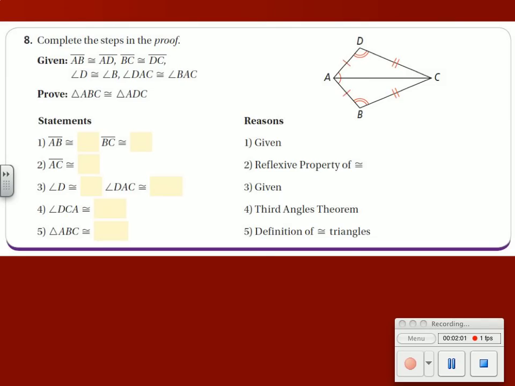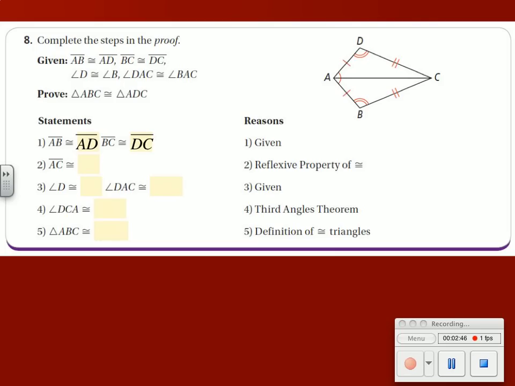Segment AB is congruent to segment AD, and BC is congruent to segment DC. Angle D is congruent to angle B, and angle DAC is congruent to angle BAC. And we want to prove that triangle ABC is congruent to triangle ADC. So we're going to first start out with what we are given. We're given that AB is congruent to segment AD, segment BC is congruent to segment DC.